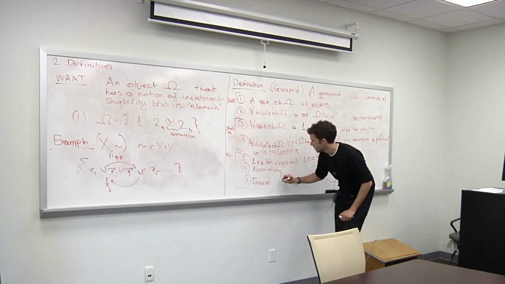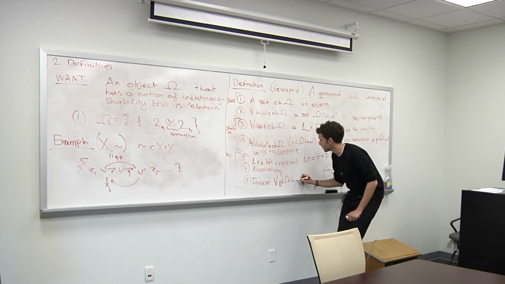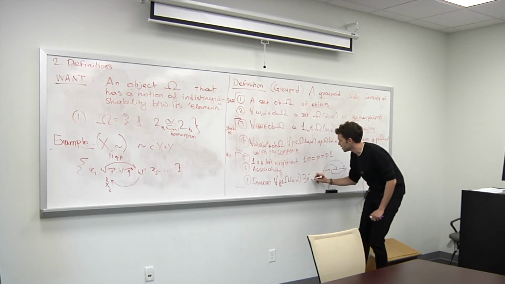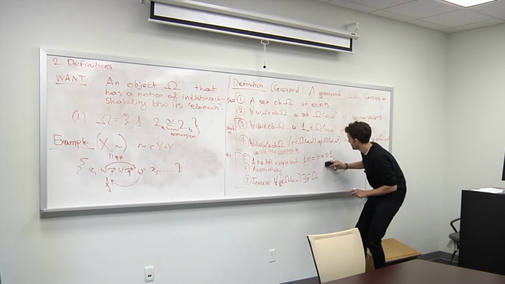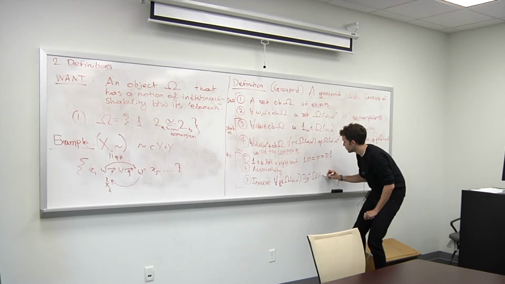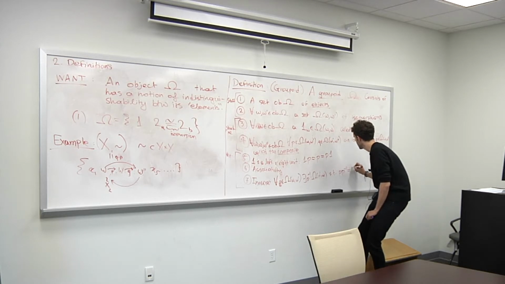Inverses means for all isomorphisms P from omega to omega prime, there exists something called P minus 1 going in the other way, omega prime, comma, omega, such that when composed either way, they give the identity.